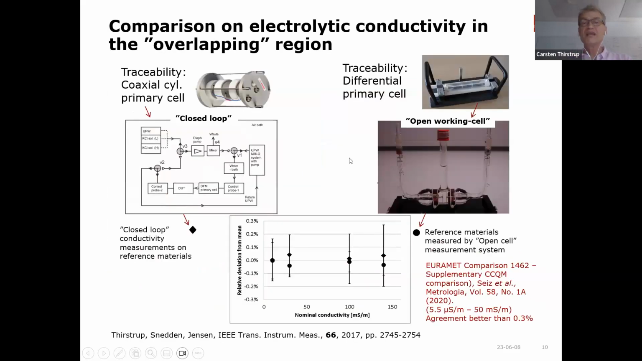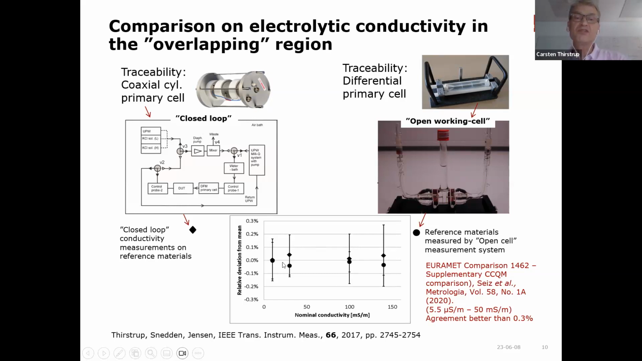And at DFM, we have made a comparison between the two methods. One is based on the closed flow loop system, and the other one is based on open working cells, which are also used to put in the production of certified reference materials. And those open working cells are calibrated against our differential primary cell.